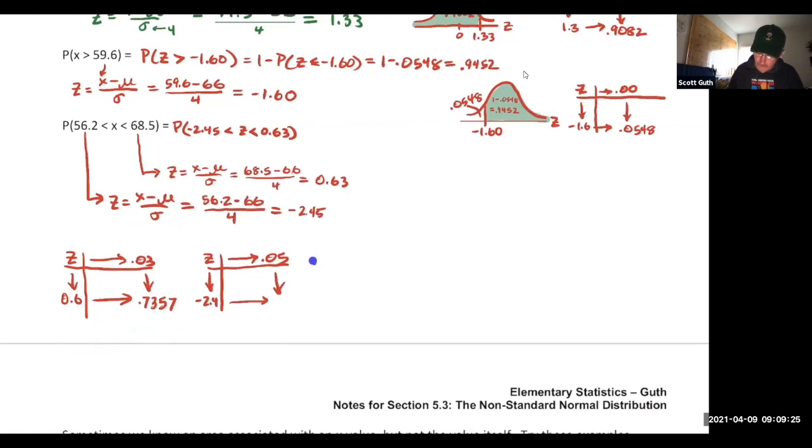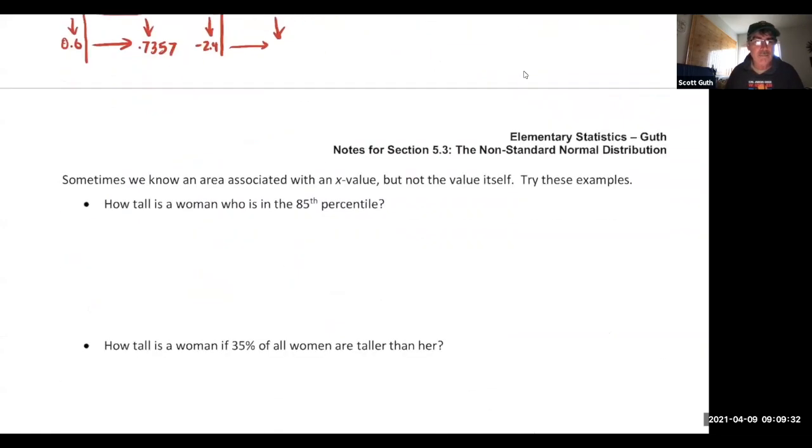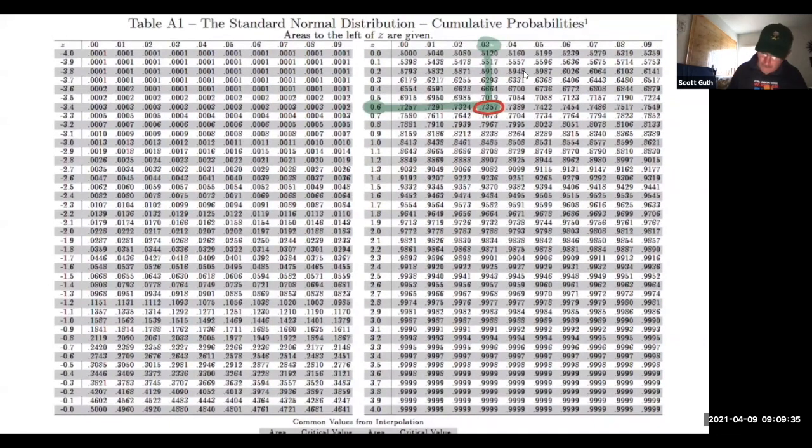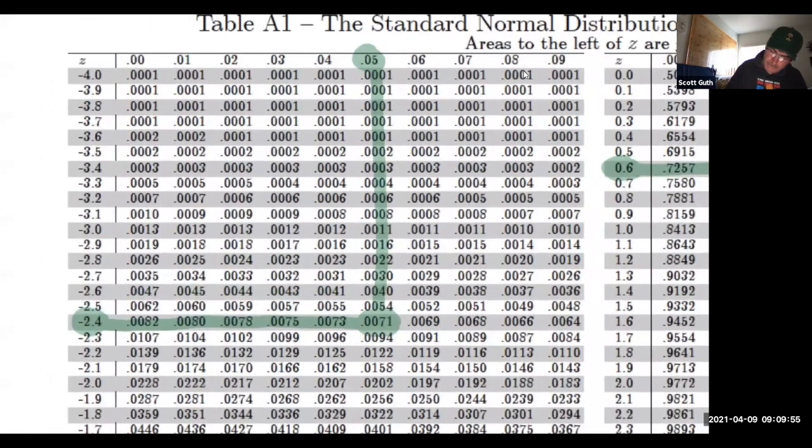Okay, and then next we're going to do the negative 2.45. So let me go down and grab that. Okay, so negative 2.4, 0, 1, 2, 3, 4, 5 to there. And again, that's a negative, so you have to use the left side of the table.